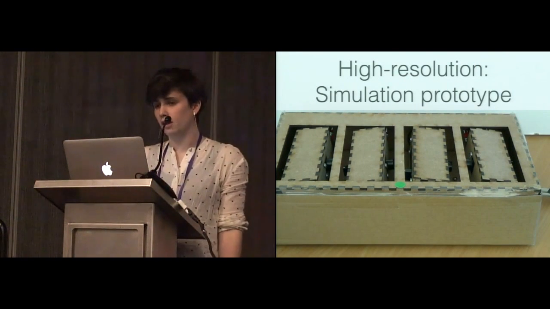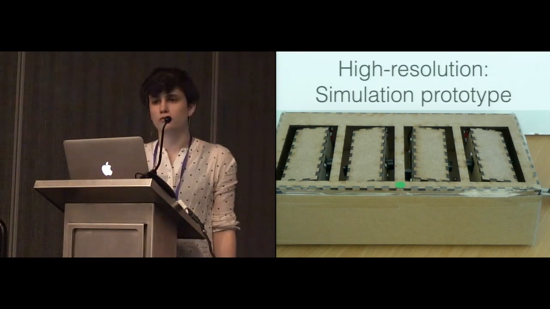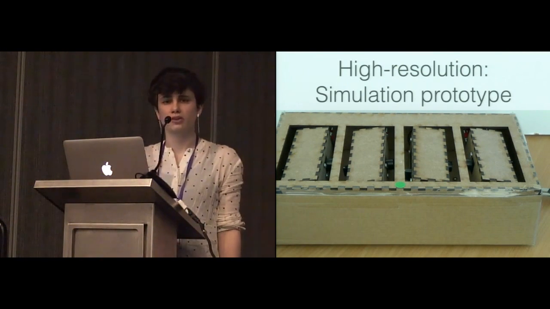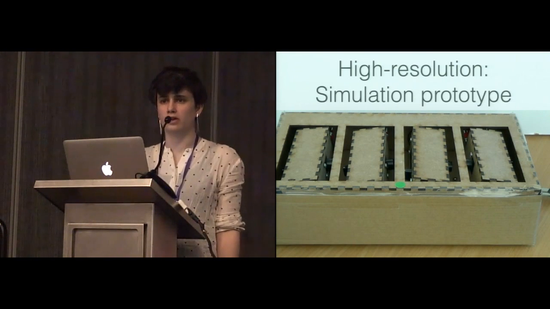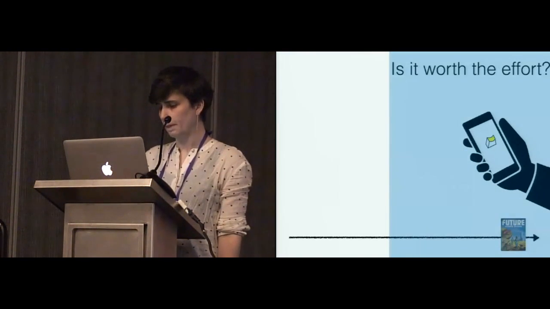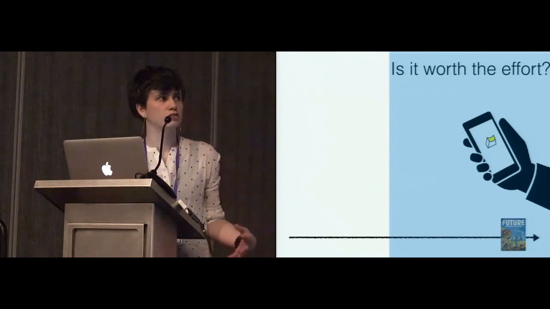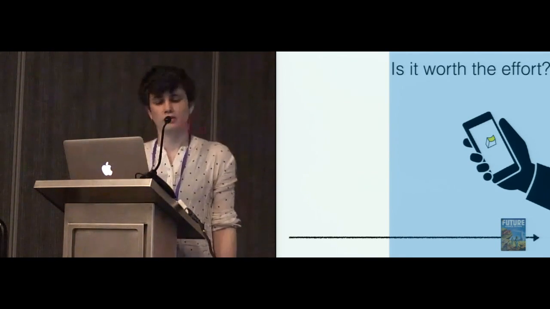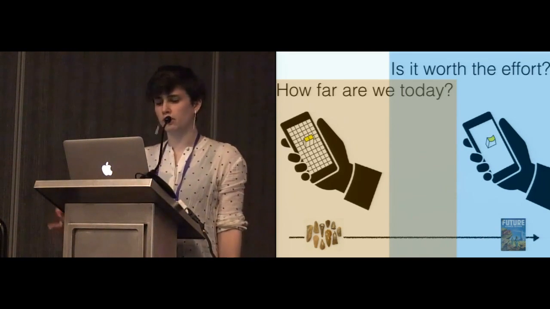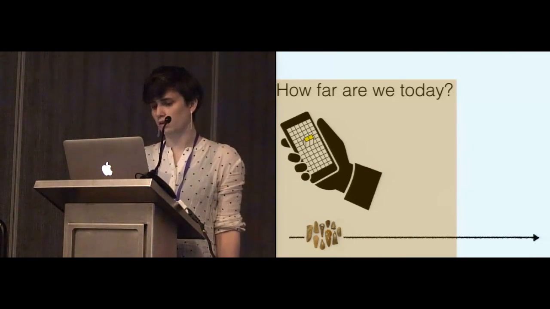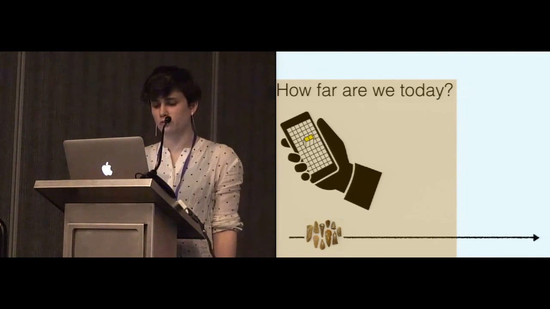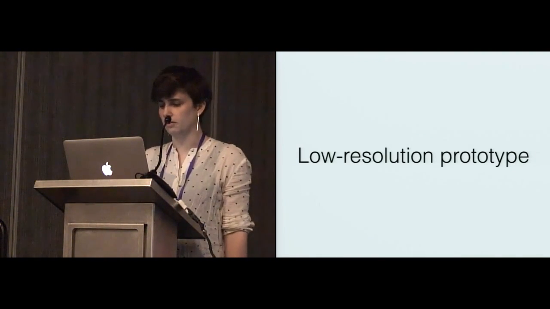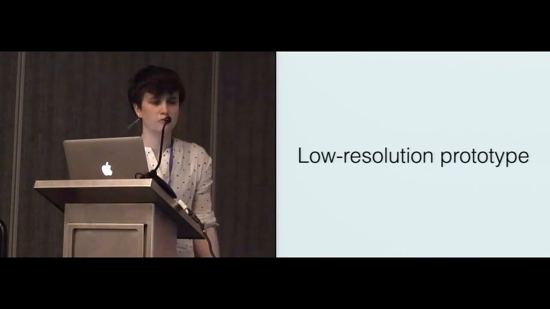So this is simulating high resolution because the user manipulates real, today's tangible controls. However, their shape and their location is predefined and tailored for the experiment. But it will allow us to start answering the question: is it worth the effort doing this in our experiment? And to answer the second question, how far are we today from the performance of this kind of ideal interface, we made the second prototype that Jennifer will present now.